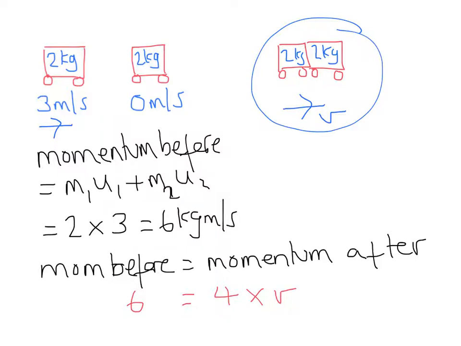I can then rearrange the equation whereby I divide both sides by 4. 6 divided by 4 equals v. So v must be equal to 1.5 meters per second. That makes sense really, because the mass is doubled, so the speed must have halved.